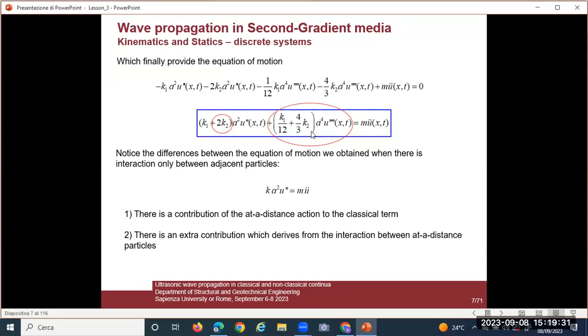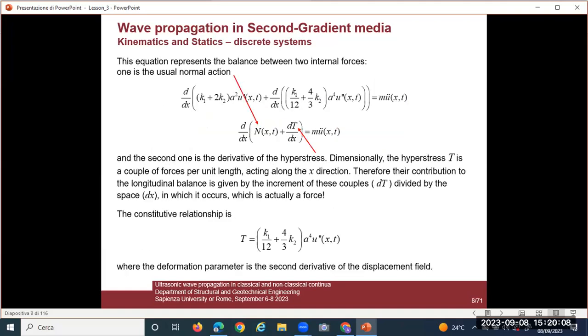And obviously, if you go to the limit for K2 equal to 0, you are missing this term, and then you've got here a to the 4. If a is very small, this term is negligible with respect to this other term, and you return to the differential equation that you had obtained before in the case of just local interaction.